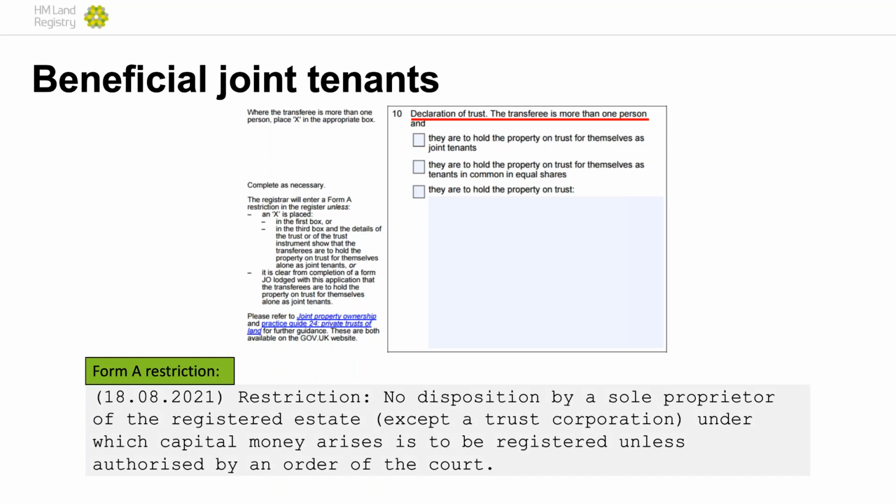If there are no other requisition points, we enter a Form A restriction, as shown on the screen now, by default and send a letter to inform you. Once we register the Form A restriction, you'll need to submit a fresh application to remove it if it's not required. You can avoid unnecessary work by being clear about whether you need a Form A restriction when you lodge the application.